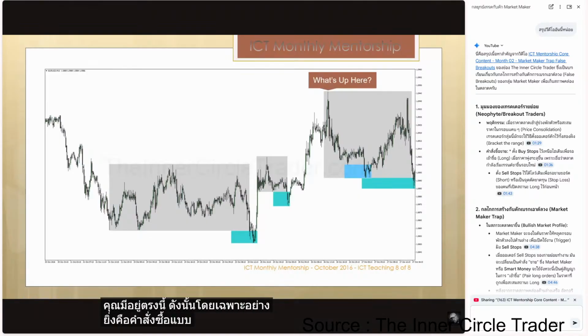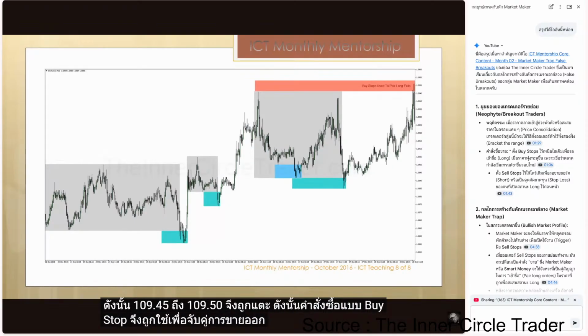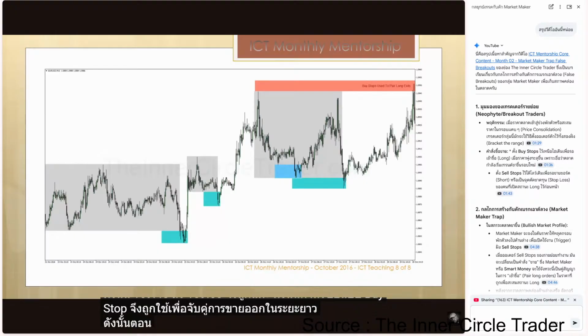So what is it specifically? Buy stops. So we have willing buyers that are waiting up there for price. Once it gets there, they're buying. Smart money's buying at 108.90 or 108.85 in that area. And they know that there's going to be willing participants to be buying it from them when they want to sell it for a profit at 109.45 to 109.50. So 109.45 to 109.50 is hit, so the buy stops are used to pair long exits. So now look at what we have here.